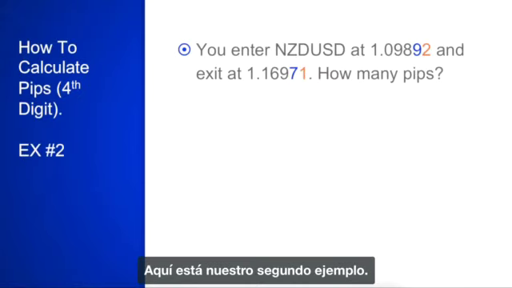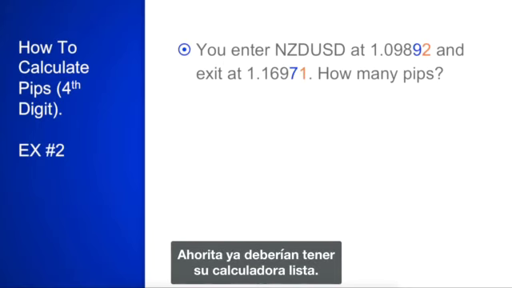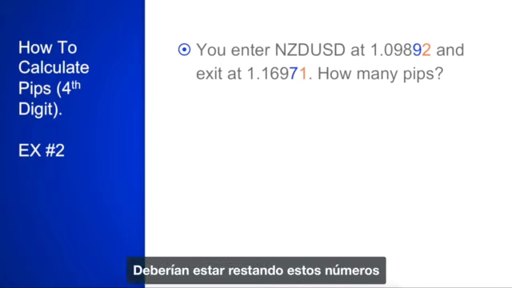So now here's our second example. You enter New Zealand dollar at 1.09892 and exit at 1.16971. How many pips? Right now, you should have your calculator out. You can pause the video. You should be subtracting these numbers to find out what that decimal answer is.